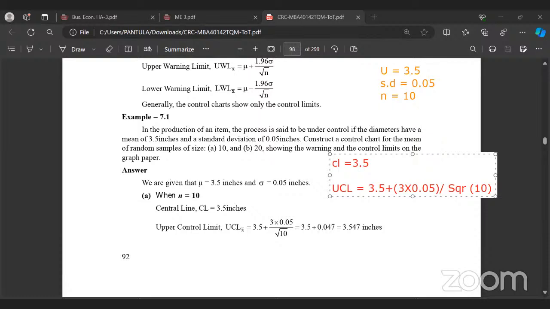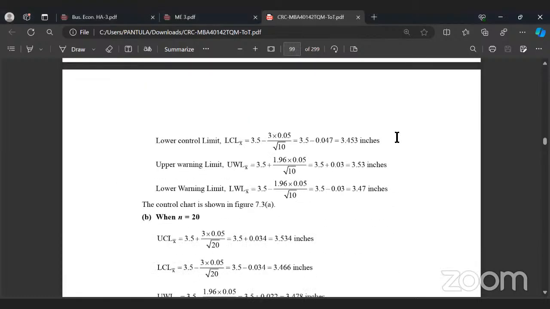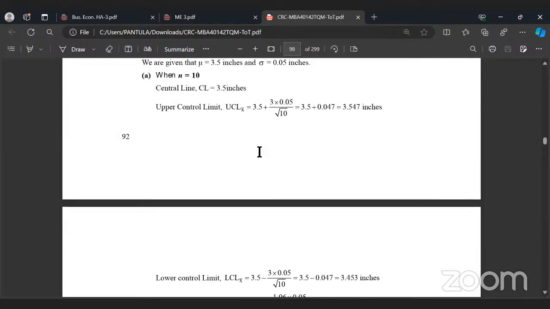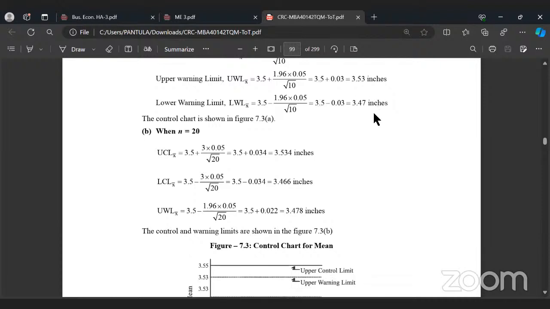Similarly, we need to calculate the lower limits. Upper limit we have seen. For the lower control limit, plus is for the upper control limit and minus is for the lower control limit, which is equal to 3.453 inches. For the upper warning limit, we add 1.96, already given in the data. So this is the warning limit, and the lower warning limit is also given.